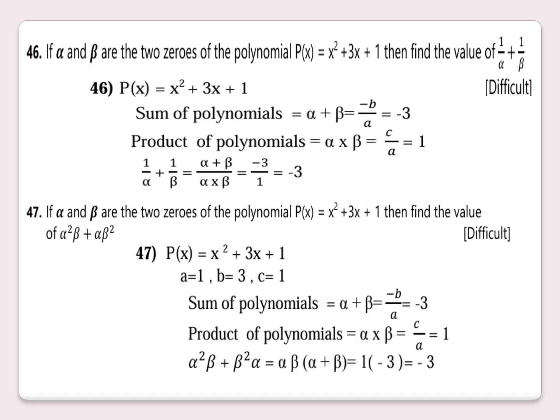Question number 46. If alpha and beta are the two zeros of the polynomial p of x is equal to x square plus 3x plus 1, then find the value of 1 by alpha plus 1 by beta. This type of questions I have already told you. Here, first you have to find the sum of the zeros of the polynomial, then the product.